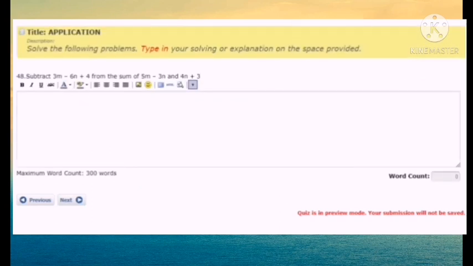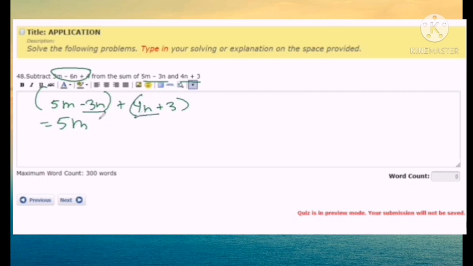Next, we have: subtract this expression from the sum of this expression, meaning I'm going to add first 5m minus 3n and 4n plus 3. So this will become 5m. There's no similar term to it, so I just copy. Negative 3n and 4n are similar, so negative 3 plus 4 is positive 1n. And 3 has no similar term, so I'm just going to copy that.